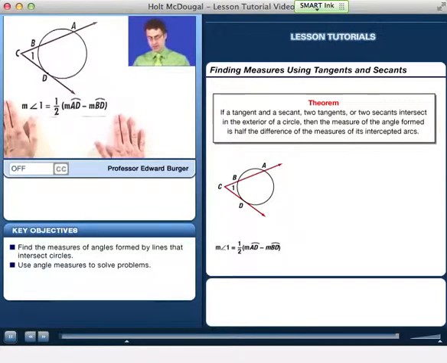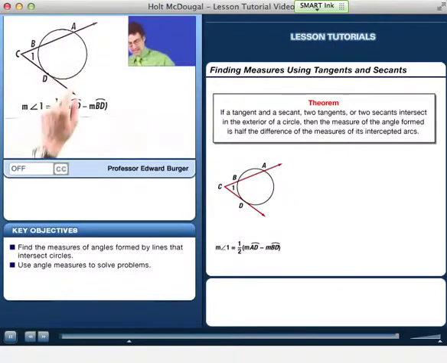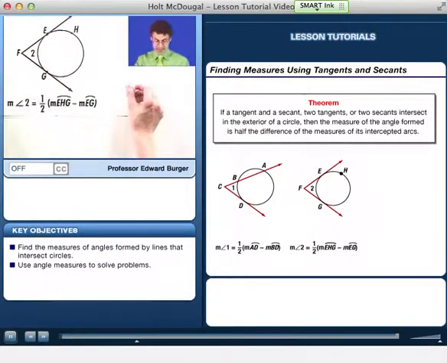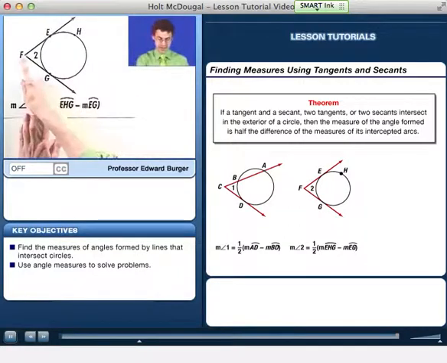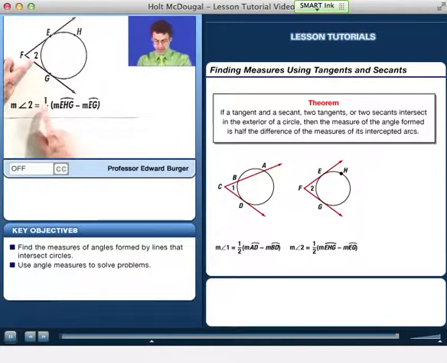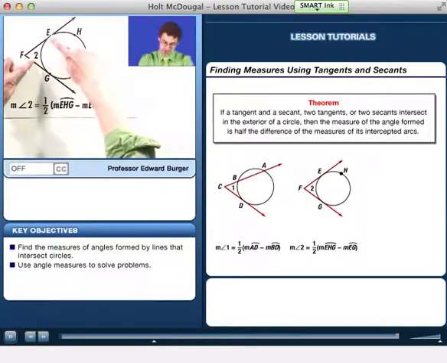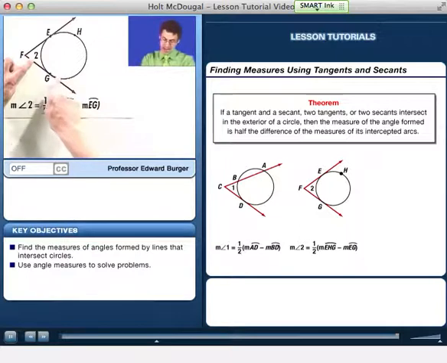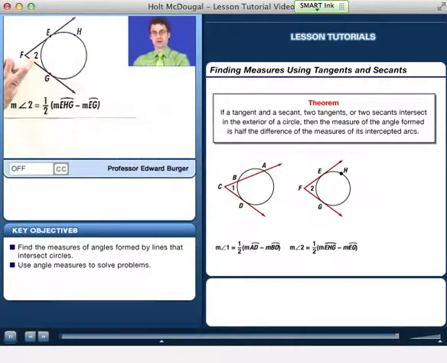And in fact, this identity holds even if we don't have a secant line. For example, imagine the secant line were actually a tangent line. Well, then the exact same identity holds. So if I have two tangent lines that intersect somewhere here at F, and I'm looking at this angle, angle 2, then I can compute angle 2 by taking 1/2 the measure of this outer arc and subtracting off the measure of the inner arc.